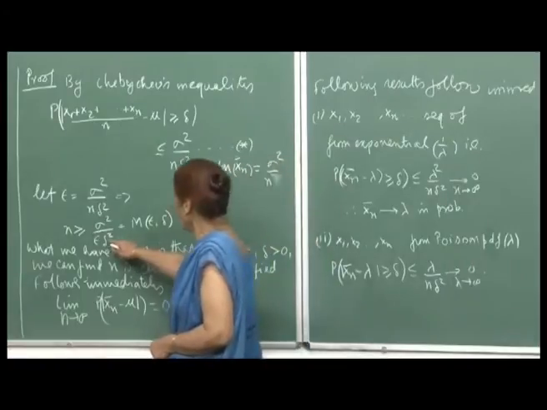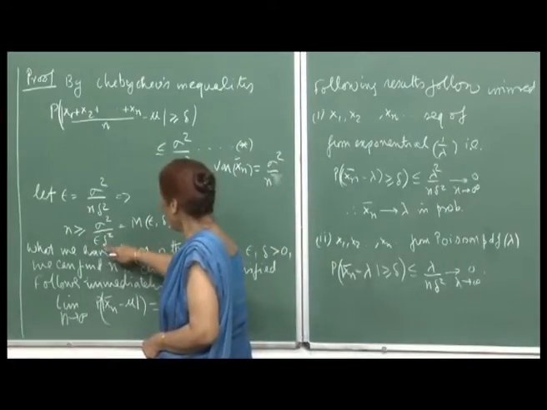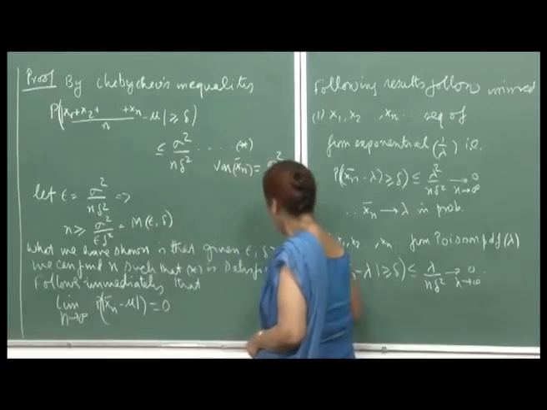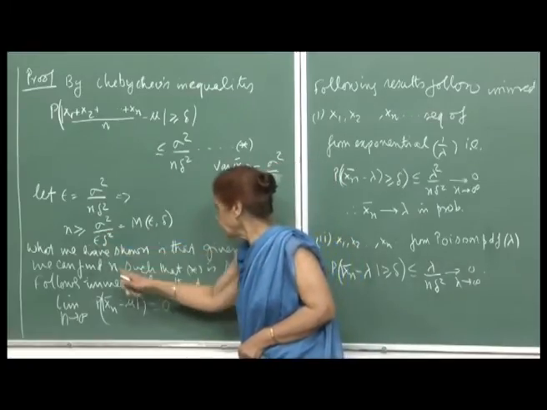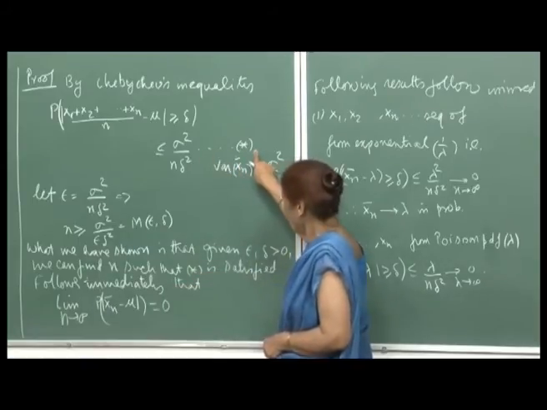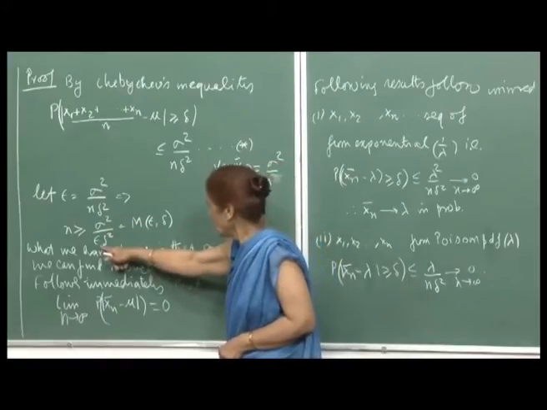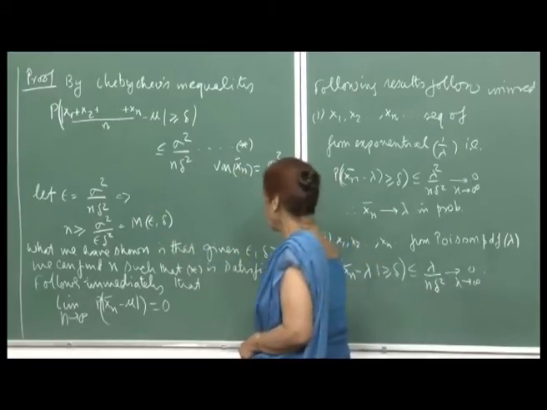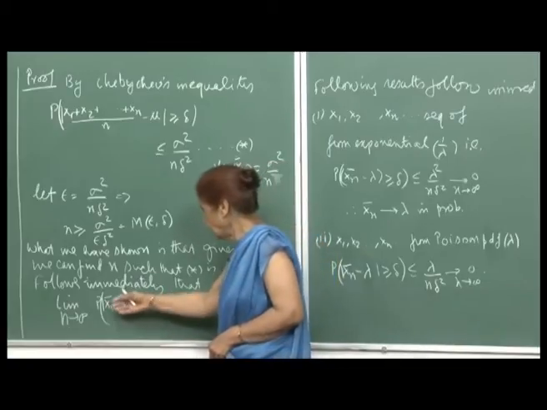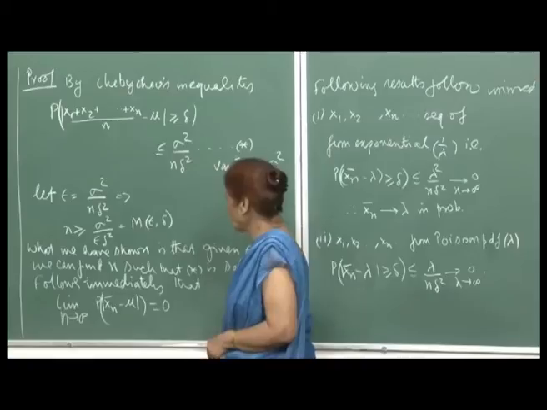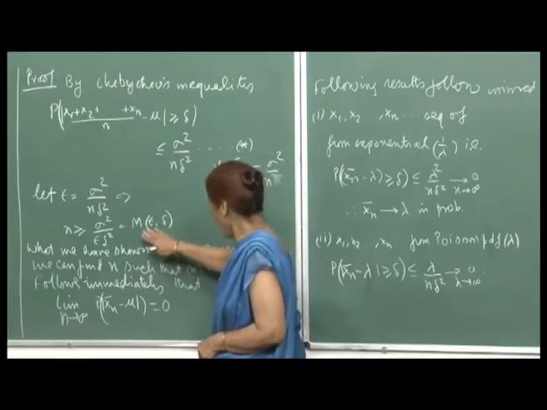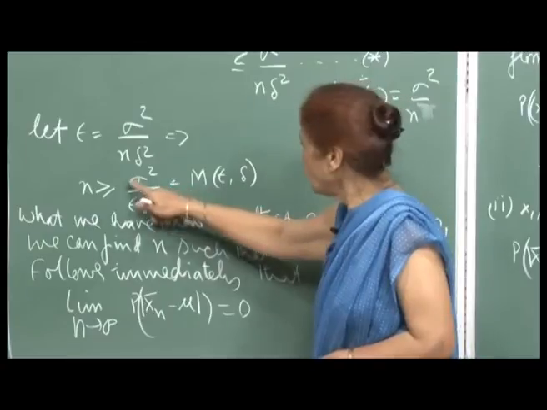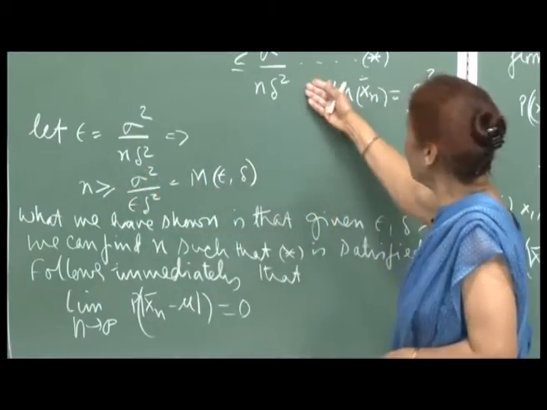So, once we get that n is greater than or equal to sigma square upon epsilon delta square, this inequality is valid. What we have shown is that given epsilon and delta greater than 0, we can find an n such that this inequality is satisfied for all values of n greater than or equal to sigma square by epsilon delta square. So, this is our M of epsilon delta in the definition of limit of the probability, when we defined what we mean by limit in the probability sense. Given an epsilon and delta, for all n greater than or equal to this number, this inequality will be satisfied.